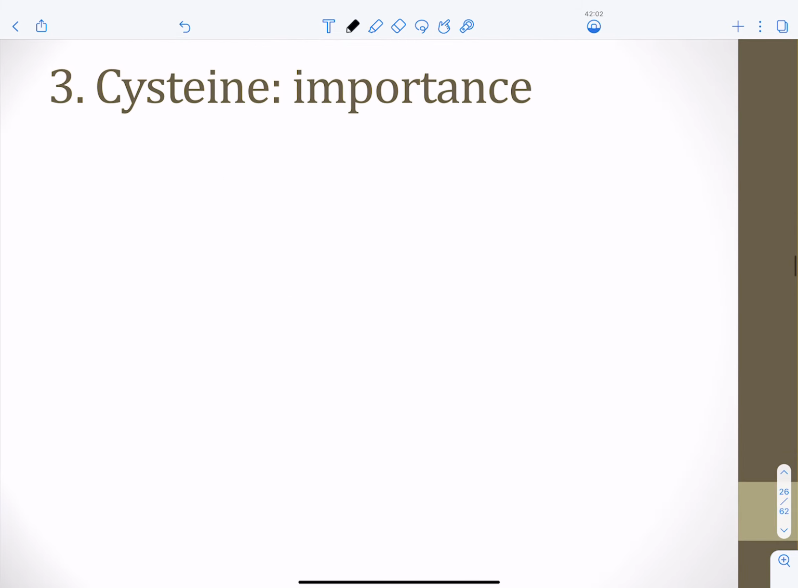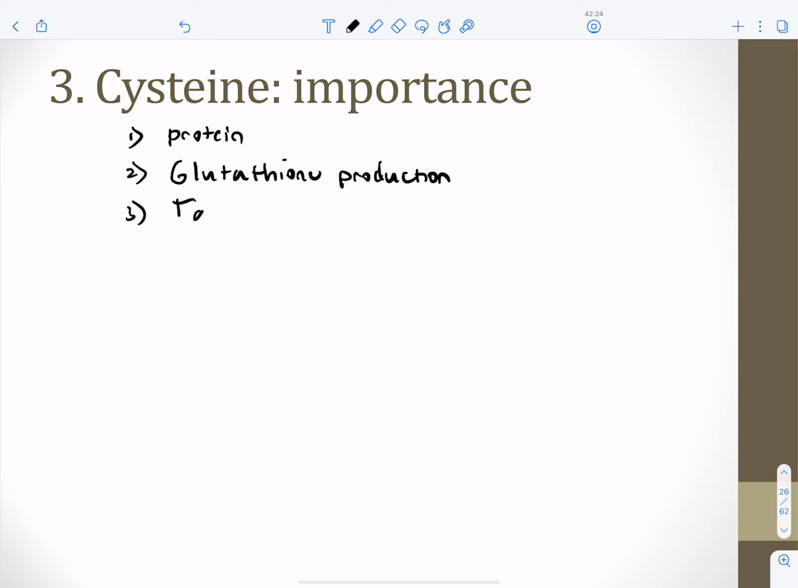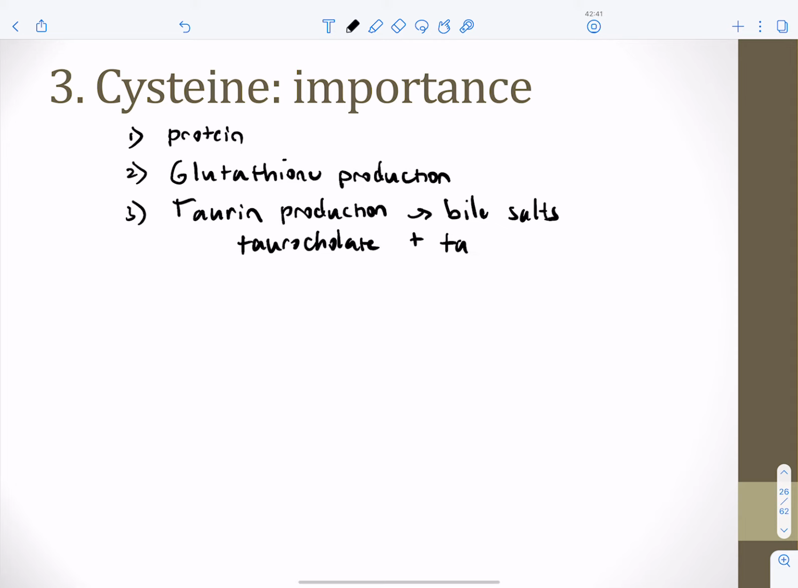Okay, so let's talk a little bit about the importance of cysteine. 1, proteins. It's part of proteins like all of our essential and non-essential amino acids. It is going to be important in glutathione production. It is going to be important for taurine production. And this is for bile salts. Hopefully remember your taurocholate and your taurochenodeoxycholate.